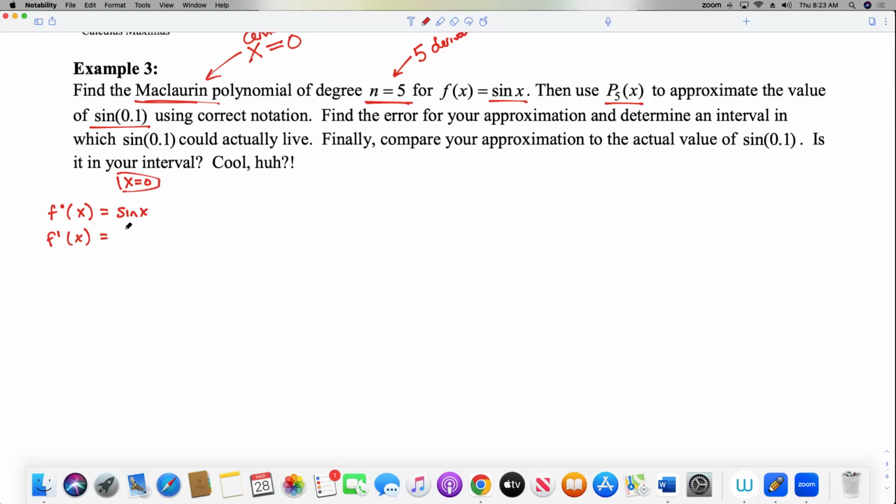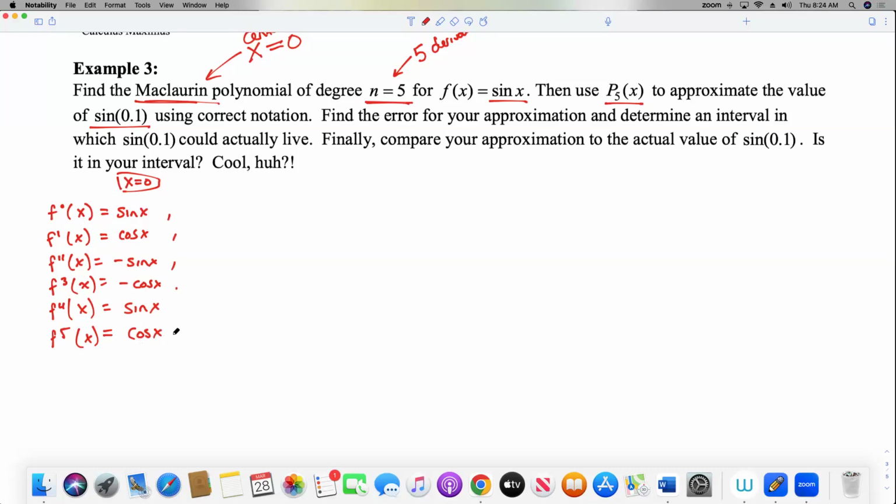So f prime of x is cosine of x, f double prime of x, f to the 3rd degree of x, f to the 4th degree of x, f to the 5th degree of x. I like to write them down before I start deriving, just so I know where to stop. All right, so we got cosine of x. The derivative of cosine of x is negative sine of x. The derivative of negative sine of x is negative cosine of x. Derivative of negative cosine of x is sine of x. Derivative of sine of x again is cosine of x.